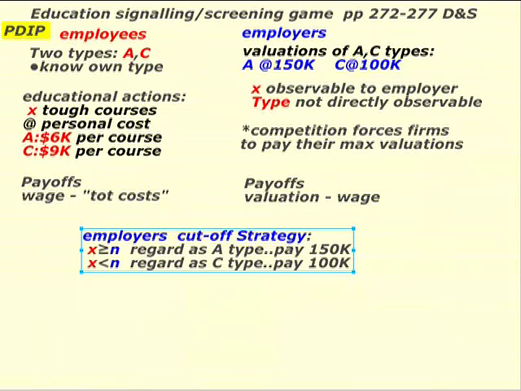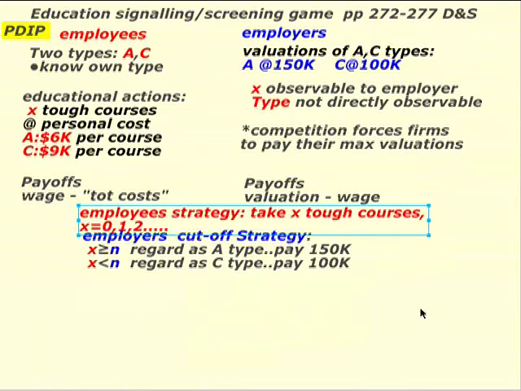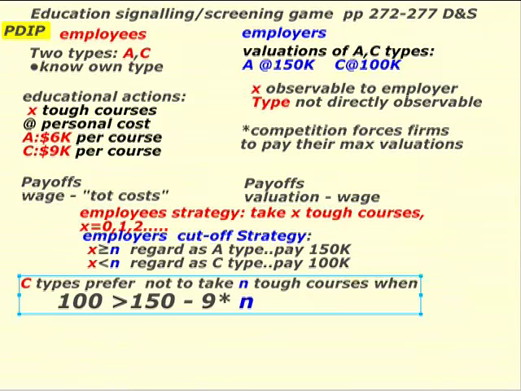The employees have to decide how many tough courses to take. None, 1, 2, 3, whatever. Let's have a look at their incentives. Remember, what we're trying to do is come up with a way of screening out the able types from the challenge types. We can't observe their type, but we can let their choices about the number of courses they take reveal what their types are.